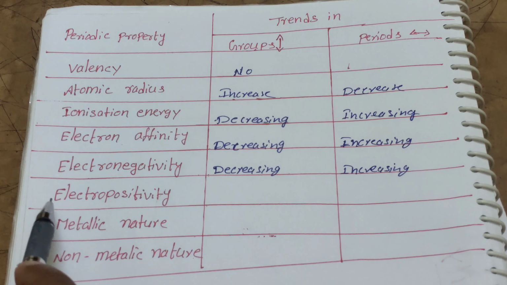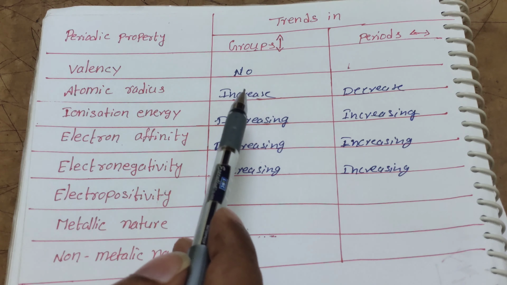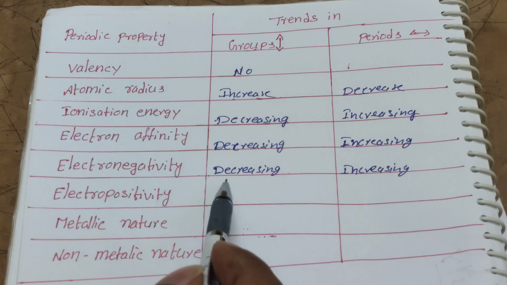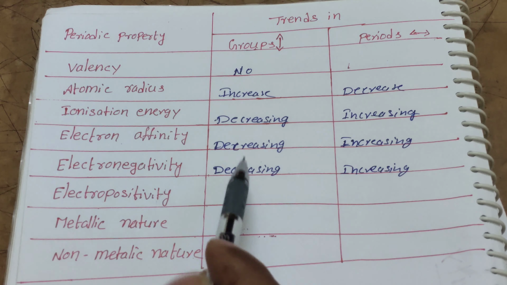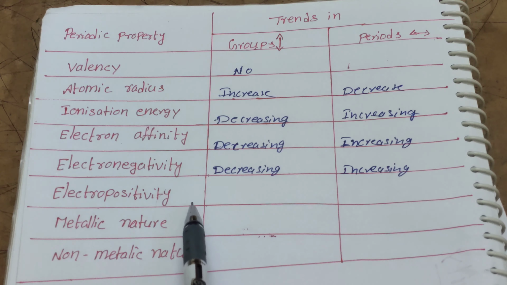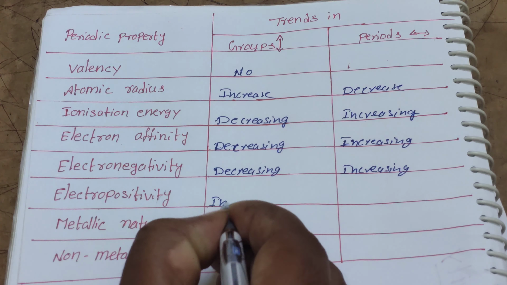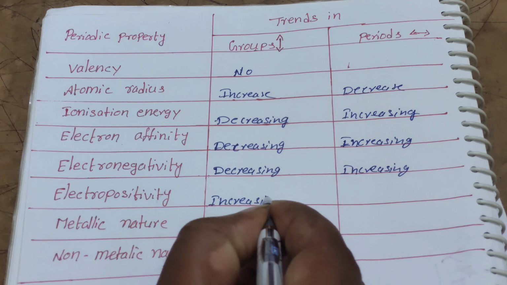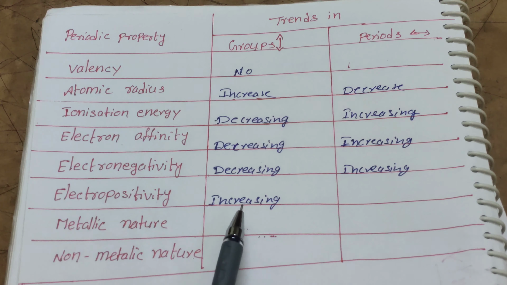And next one is the electropositive character. The electropositive character in the groups from top to bottom gradually increases. Why? Because the metallic character increases and the size of the atom increases. That's why in the groups from top to bottom the electropositive character increases. Now, in the periods from left to right, the electropositive character gradually decreases.